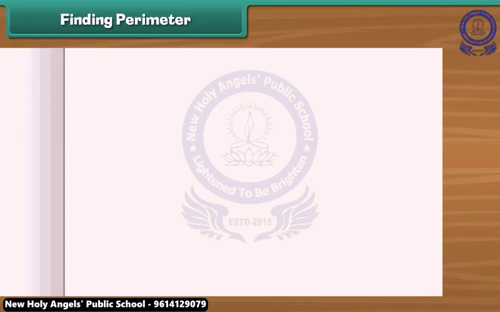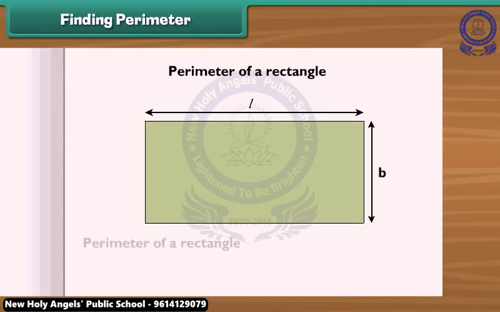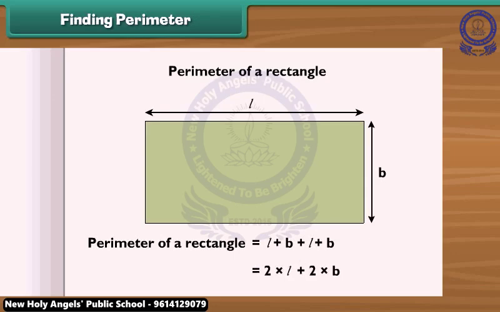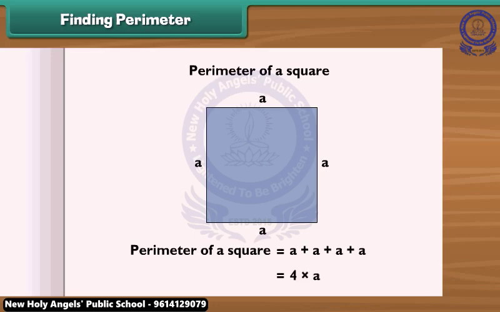Finding perimeter. Perimeter of a rectangle. If L is the length of a rectangle and B its breadth, the perimeter of the rectangle is equal to L plus B plus L plus B, which is equal to 2 into L plus 2 into B. Perimeter of a square. Square, you may recall, is a special rectangle whose length and breadth are equal. If A is the length of one side of a square, then its perimeter is equal to A plus A plus A plus A, which is equal to 4 into A.